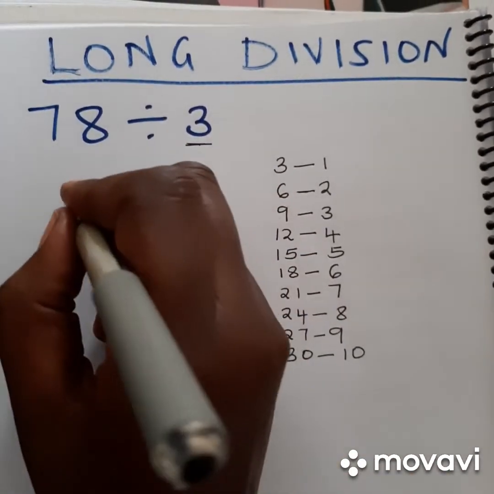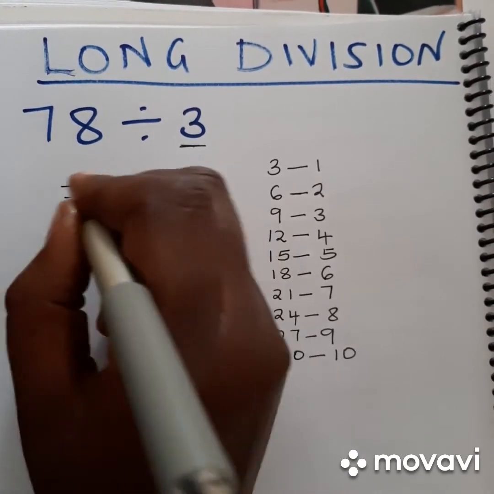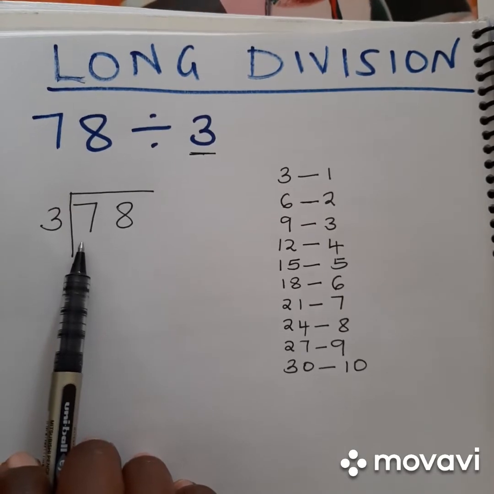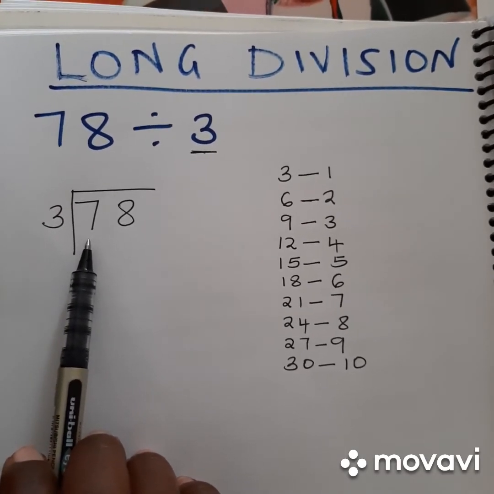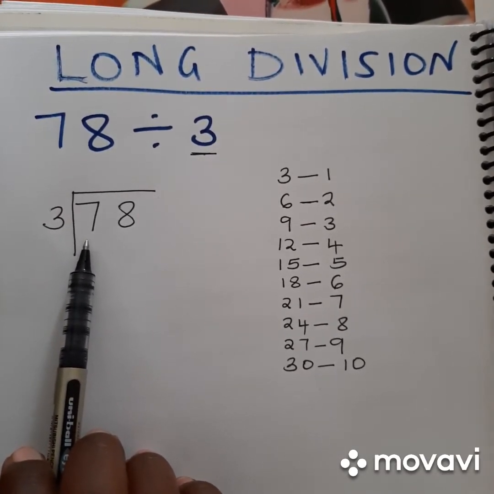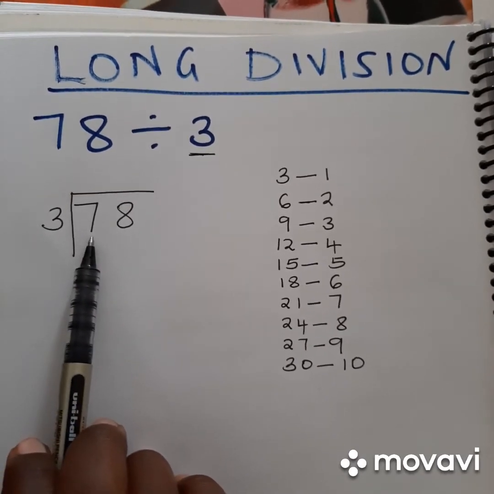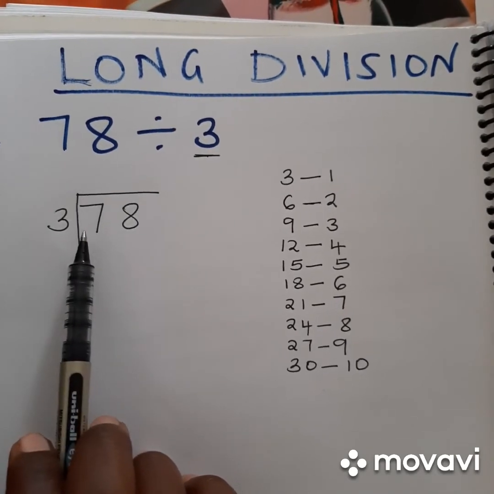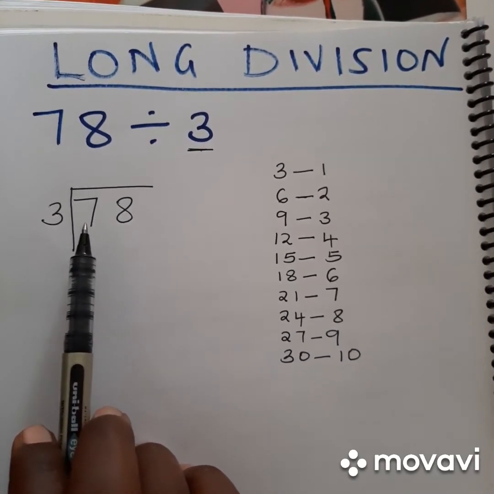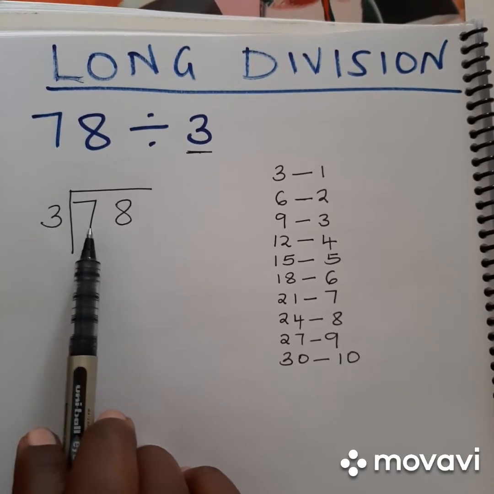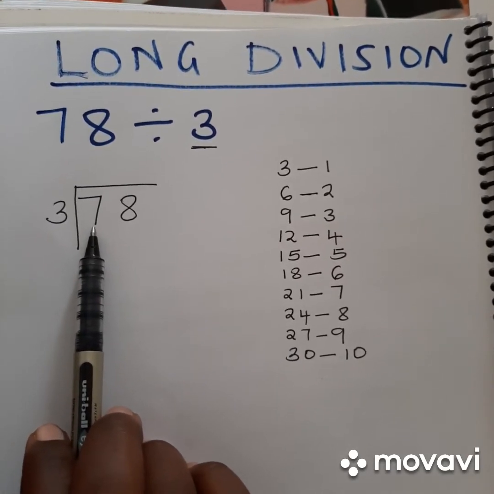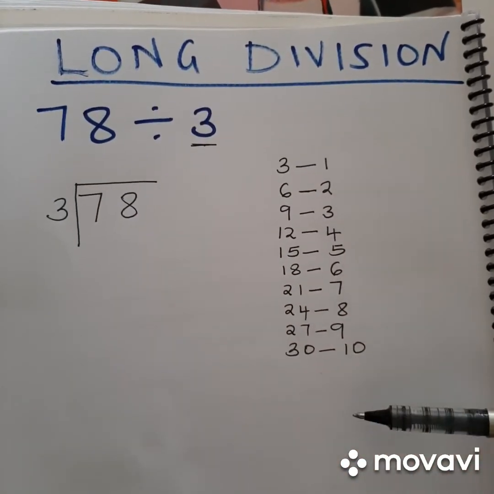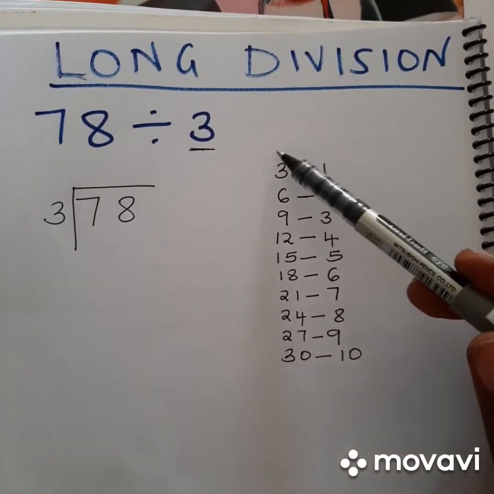How? We say 78 divided by 3. You start with the first digit. In this case, our first digit is 7. So you ask yourself, how many 3's are in 7? How many groups of 3 are in 7? If you know your multiplication table often, you will know that 3 can be in 7 2 times. That makes it 6. If you do not know that, you have written your tables here.